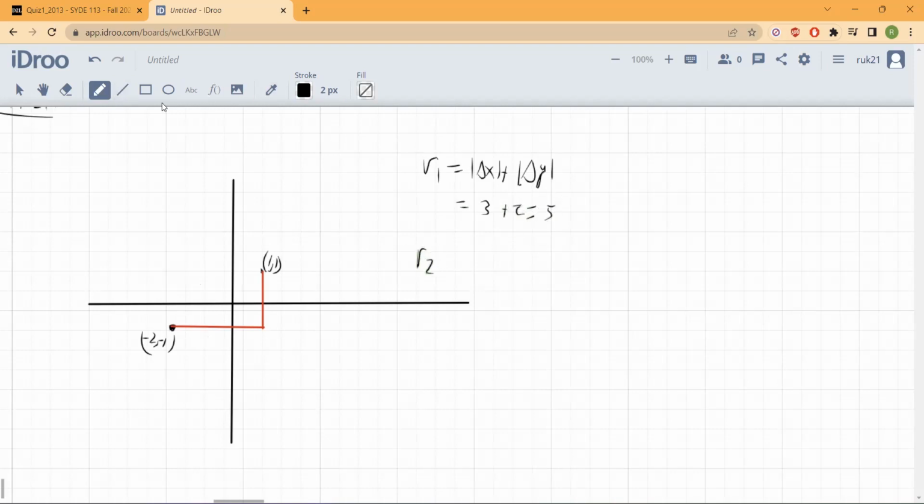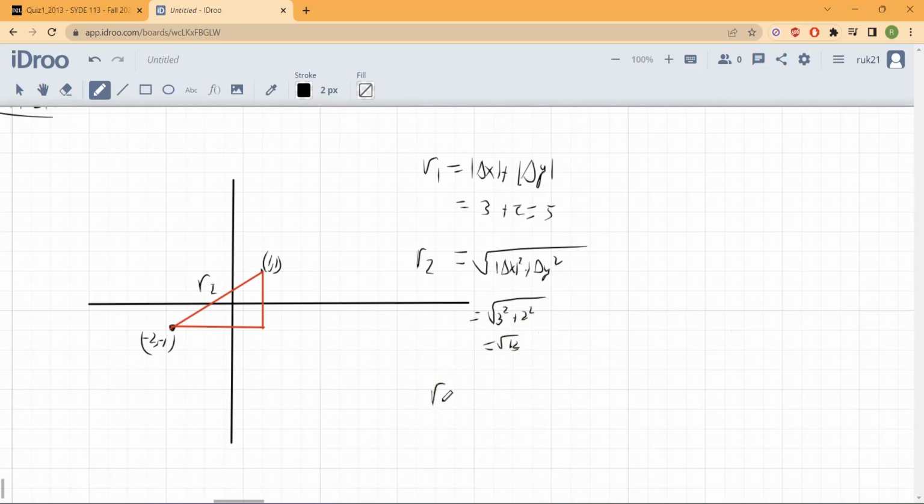R2 distance is this distance right over here. So R2 is just, again, we use Pythagorean, so it would be square root of delta x squared plus delta y squared. And so we would get square root of 3 squared plus 2 squared, which would be equal to square root of 13. And that is 13, guys.